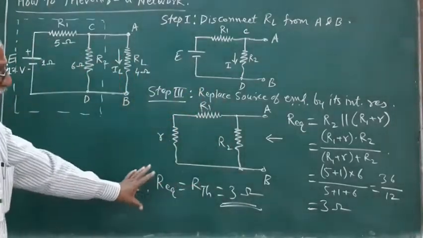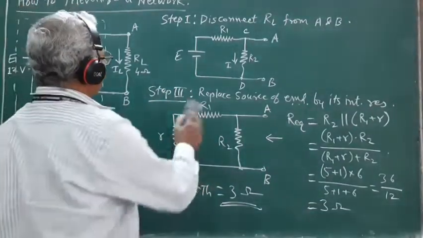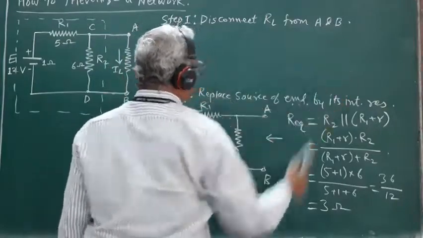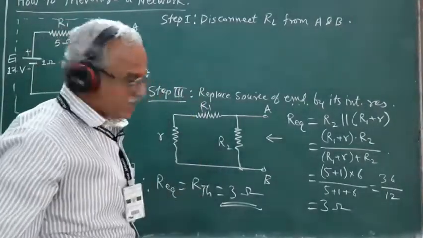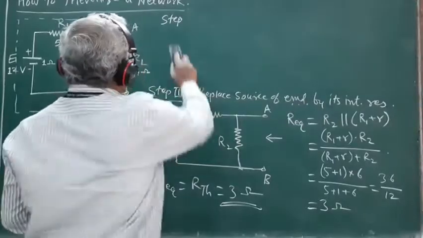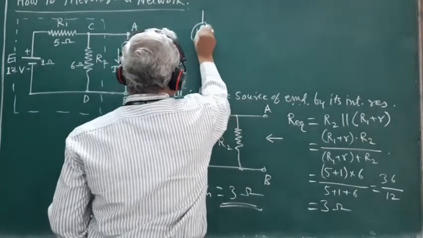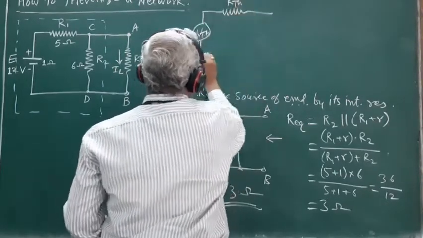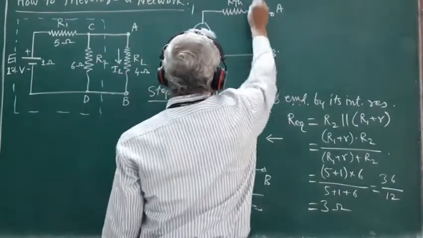So we have obtained the values of VTH and RTH, and knowing the values of VTH and RTH, now we can replace this complicated network by the Thevenin equivalent circuit. In step 4, we replace this complicated network by a series combination of VTH and RTH. This is RTH. So we get the Thevenin equivalent circuit. These are the terminals A and B. So we have this Thevenin equivalent circuit.